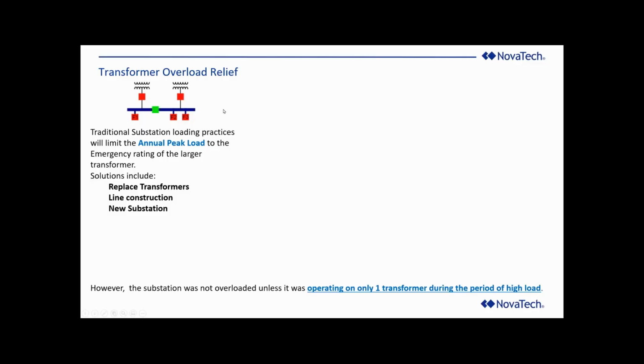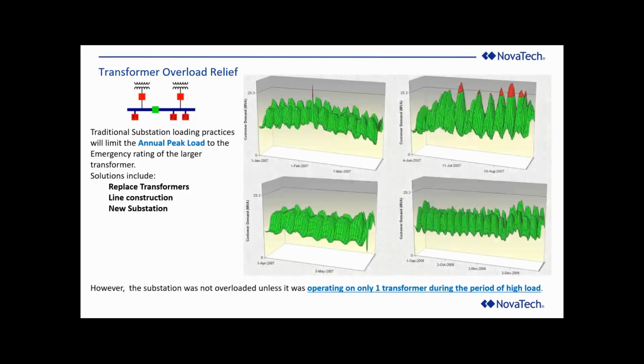typical approach in substation design would be, we need to get more capacity into the substation. You build a new substation, you replace transformers, you build new feeders, you move load to adjacent substations, and that is all good, valid solutions to the problem, but they're all expensive.